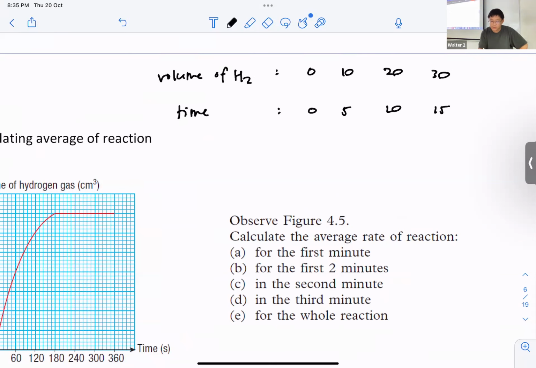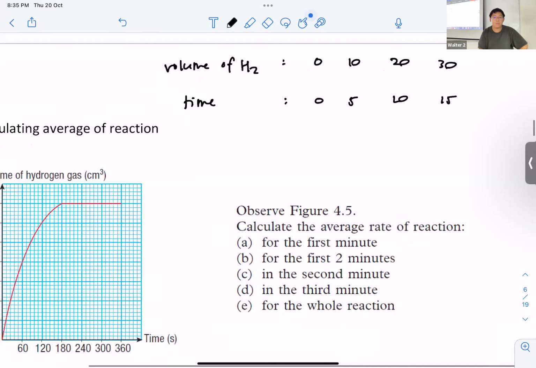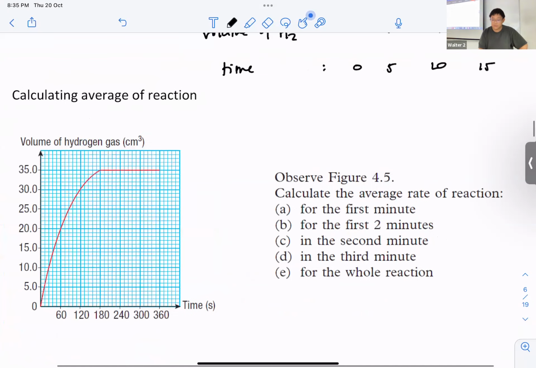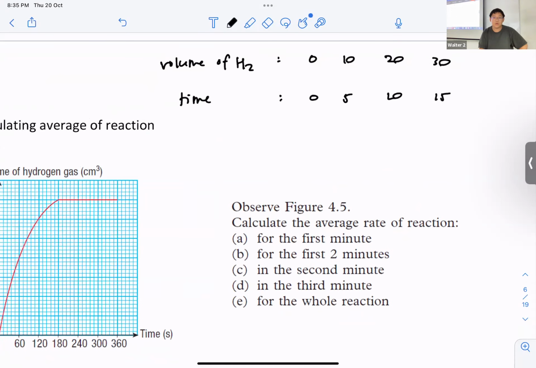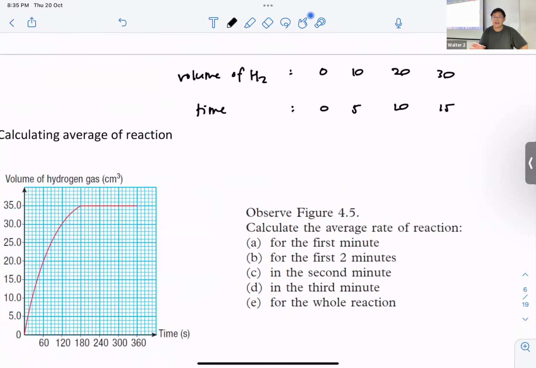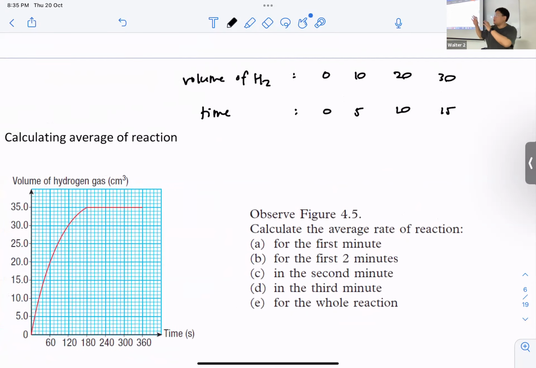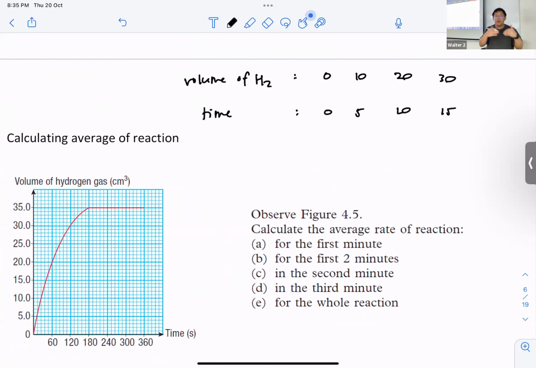Then you have to transfer this information to a graph form. Either they give you this data, or they give you the graph straight away. But most of the time in the exam, they will give you a set of data and ask you to plot the graph yourself. So you have a graph paper.